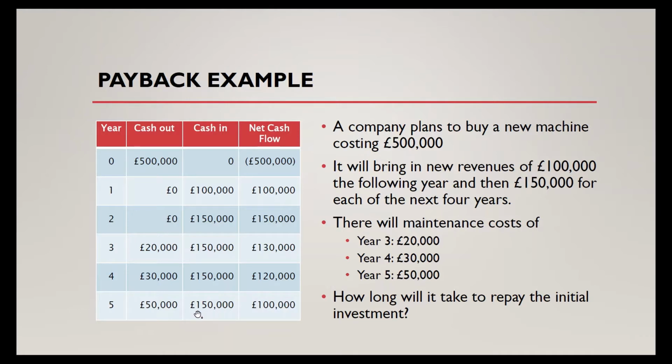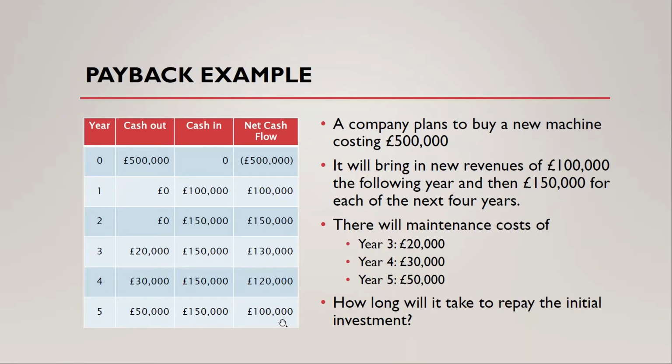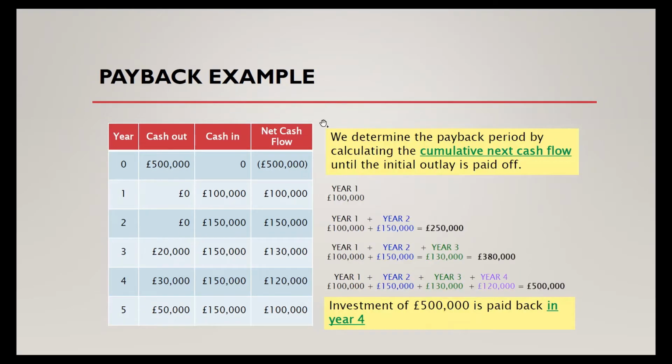So if we subtract 150,000 by 50,000, we get a net cash flow of 100,000 pounds. Okay, so now we fill in all the numbers in this table. So what do we need to do with these numbers? What we need to do is to add up all of the net cash flow and see how many years it will take for us to pay back the whole 500,000 pounds.